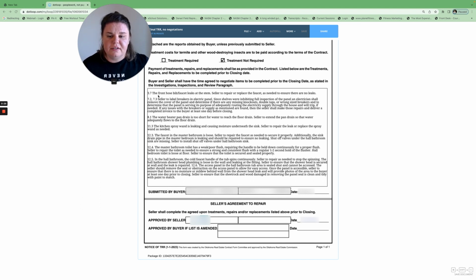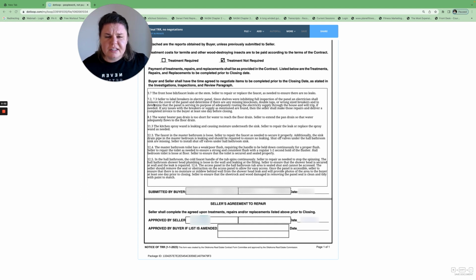So the first one is the front hose bib faucet leaks. So the outdoor faucet, it leaks at the stem, which is the part that comes out of the house. Seller to repair or replace the faucet as needed to ensure there are no leaks. So I kind of put in like, hey, this thing shouldn't be leaking. Whatever you have to do to make it not leak, that's what we want, because that's what my buyer wanted.